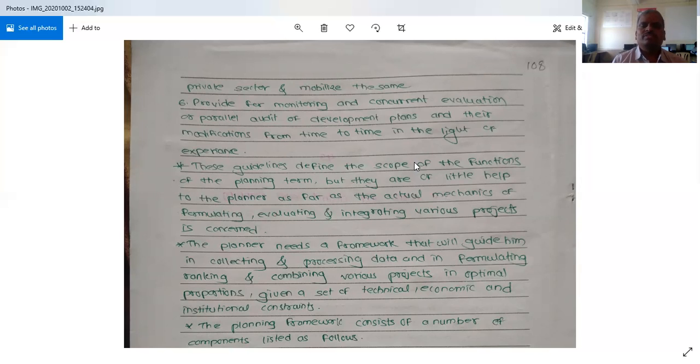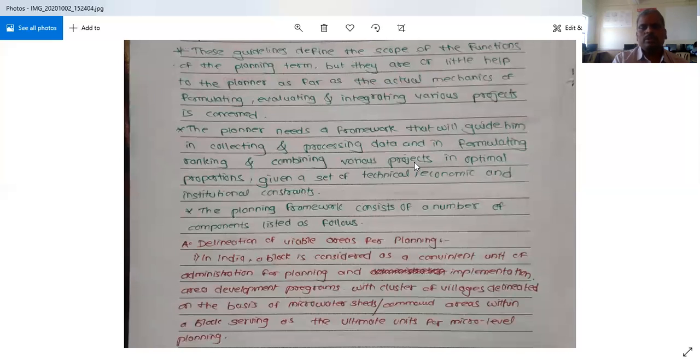These guidelines define the scope of the functions of the planning team, but they are of little help to the planner as far as the actual mechanics of formulating, evaluating, and integrating various projects is concerned. Now we have already seen these guidelines, but the problem is this is of little help. Why? Because it is a type of paperwork. When we are actually going for this planning, it is not of that much help.